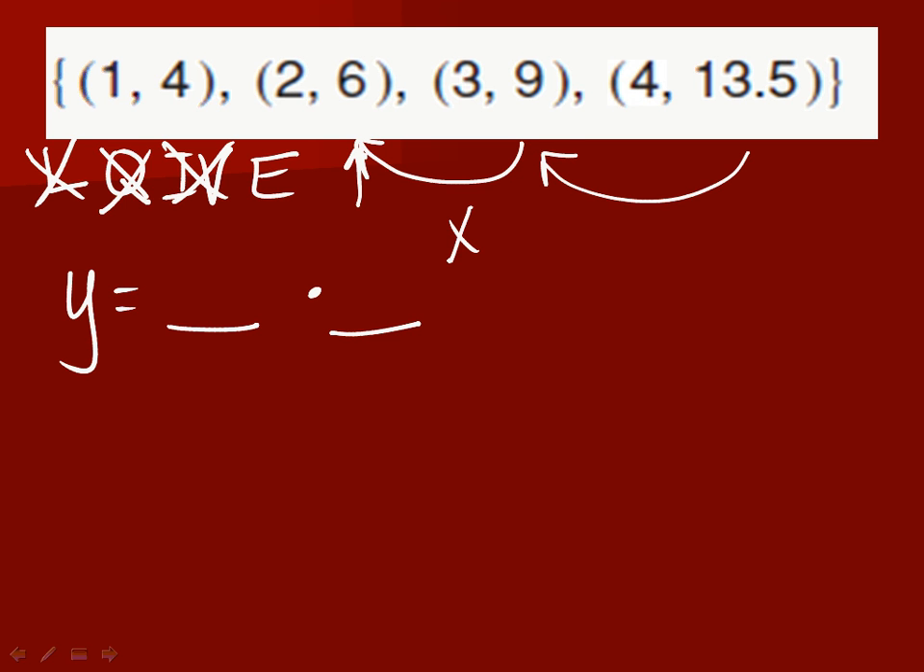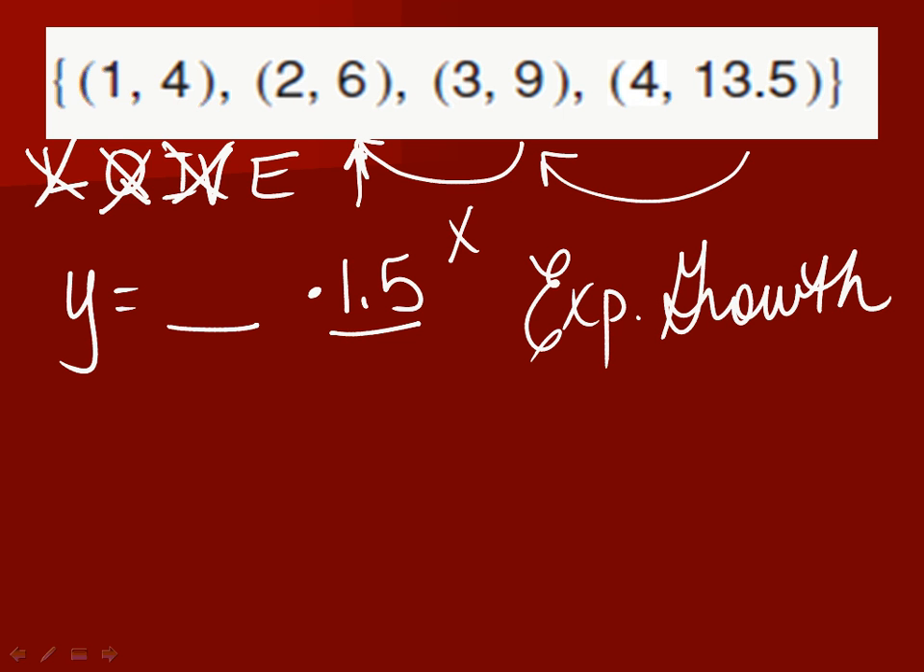And what did you get? 1.5. So that means that it's multiplying by 1.5. Is that growth or decay? That is exponential growth. Growth has a number, the b value, greater than 1.